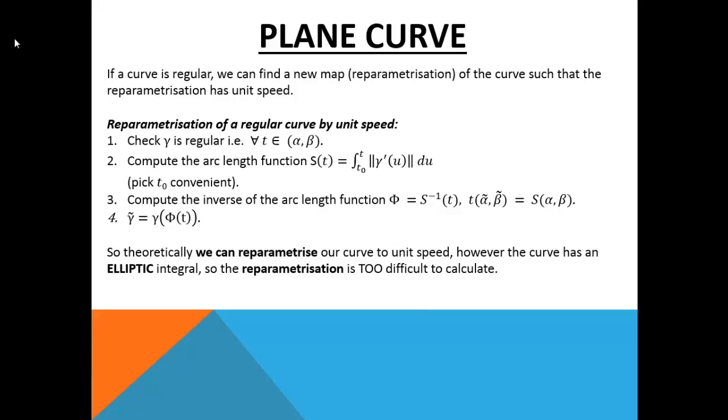So theoretically, we can carry out these 4 steps and reparameterize our original gamma. However, the curve has an elliptic integral, so the reparameterization will be difficult to calculate.